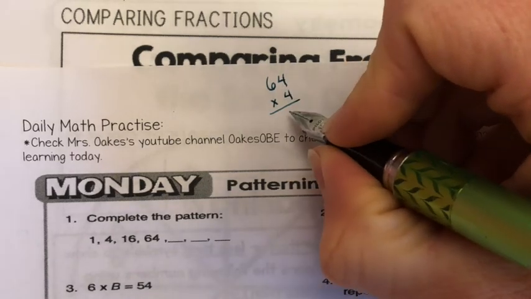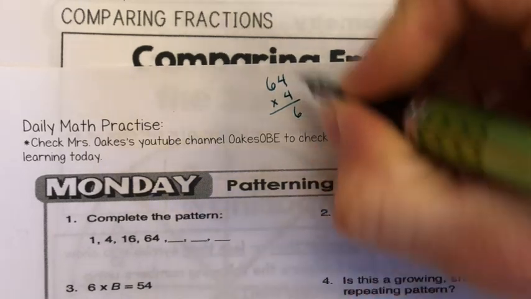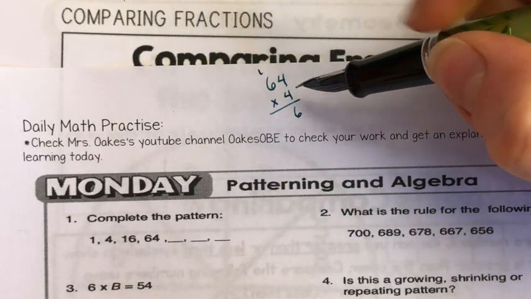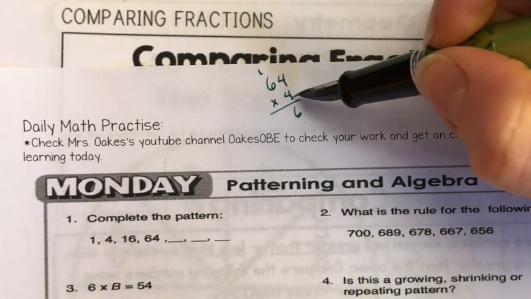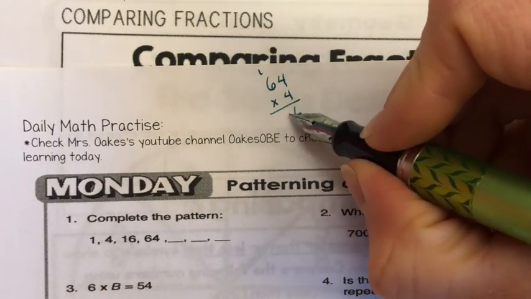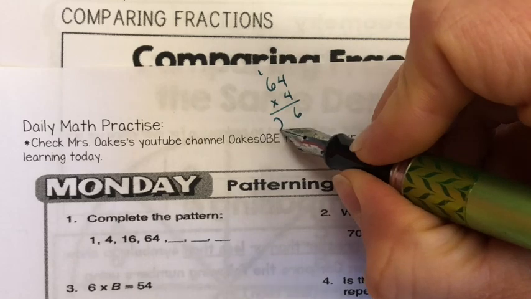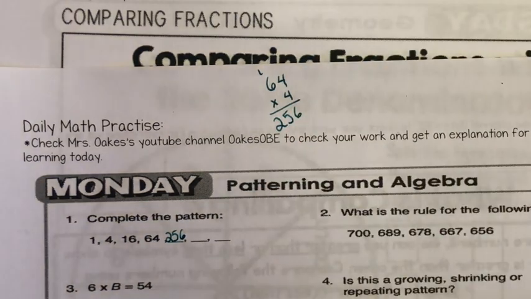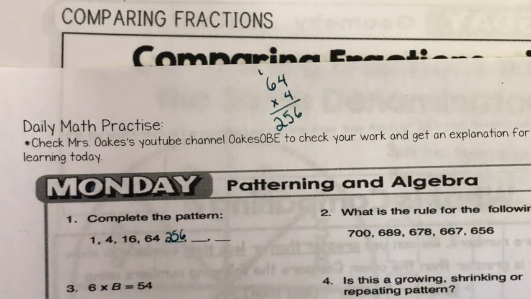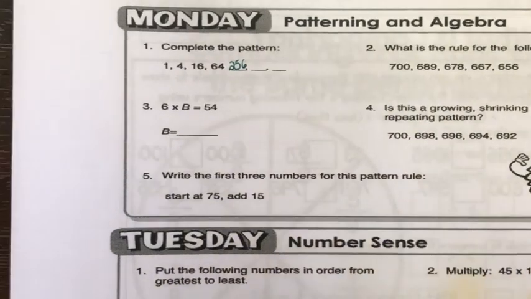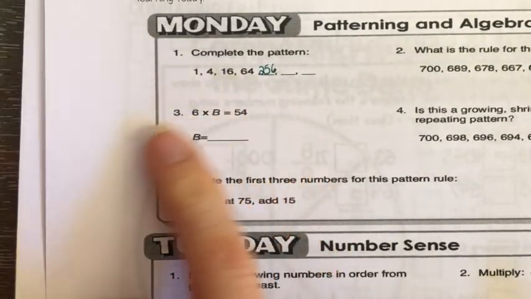Okay, 4 times 4 is 16. 60 times 4, so 6 times 4 is 24, and it's going to be like 240. This is a 10, so it would be 256. Okay, now I'm going to move on to my next part of the pattern. I have to multiply 256 by 4.